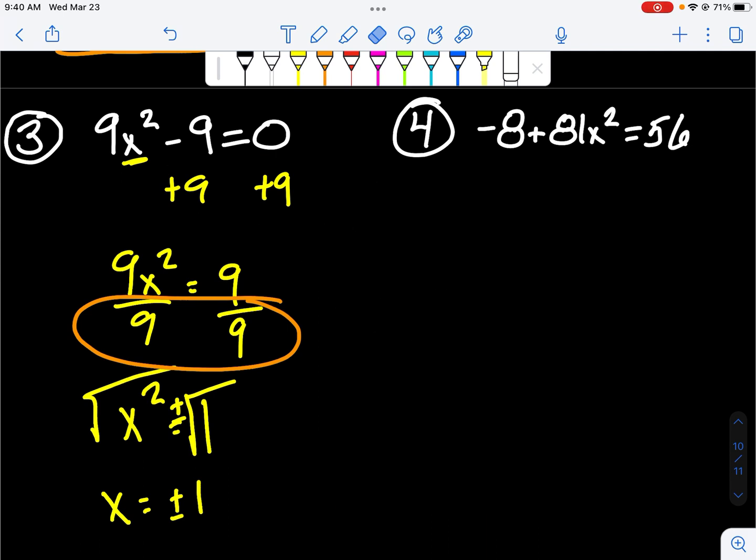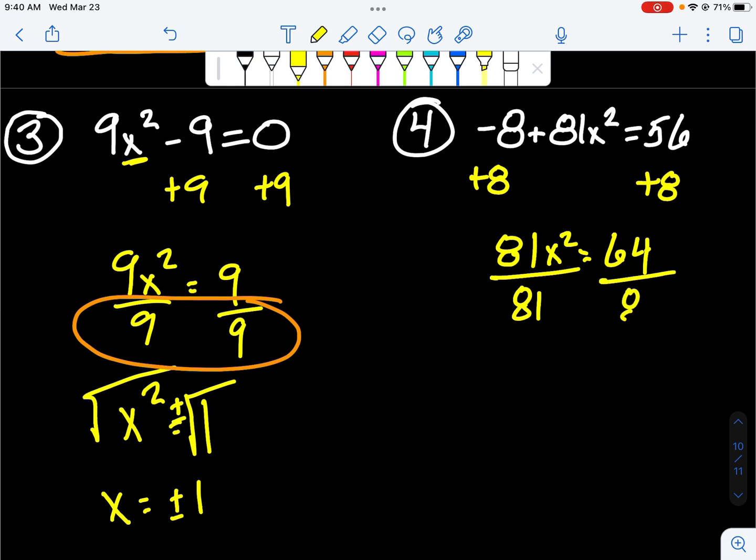Last type of problem. Now this looks the exact same, right? We have an x squared and there's some other numbers there. We need to get x by itself, but things will look a little different in our answer, so that's why I'm going through this. First we would add 8 and add 8. That would give me 81x squared equals 64. Then we would divide by 81, divide by 81.